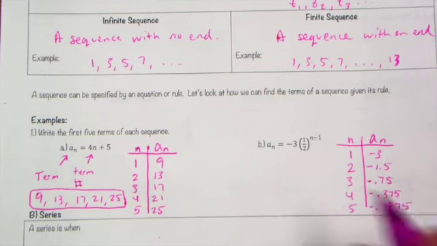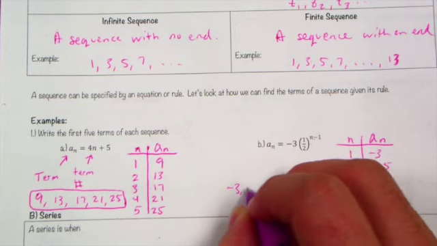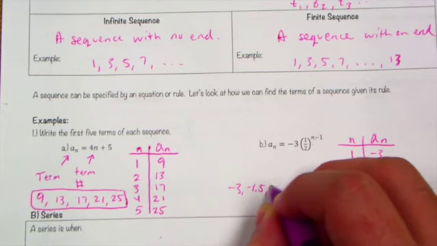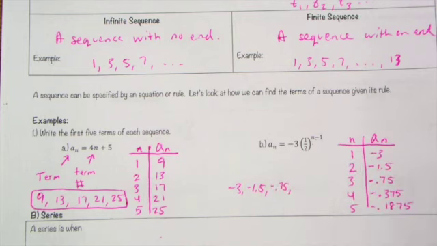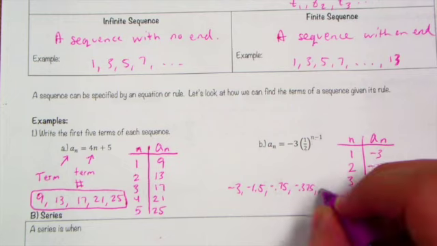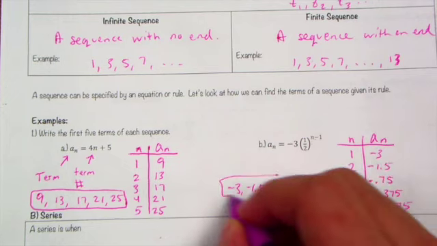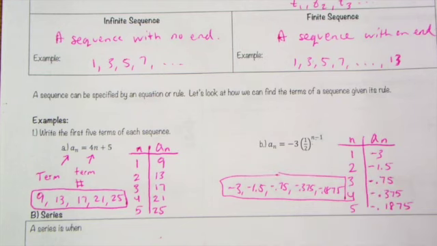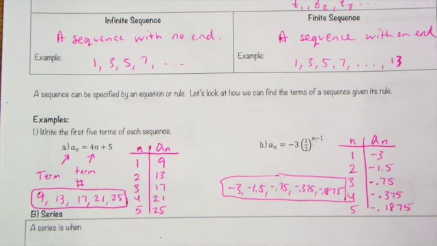So my sequence for B would be -3, -1.5, -0.75, -0.375, and -0.1875, and that would be the answer to that. Okay, again, sequence, list of numbers, follows a rule, and this is how you would find the terms within a sequence. That's essentially what we're doing here.